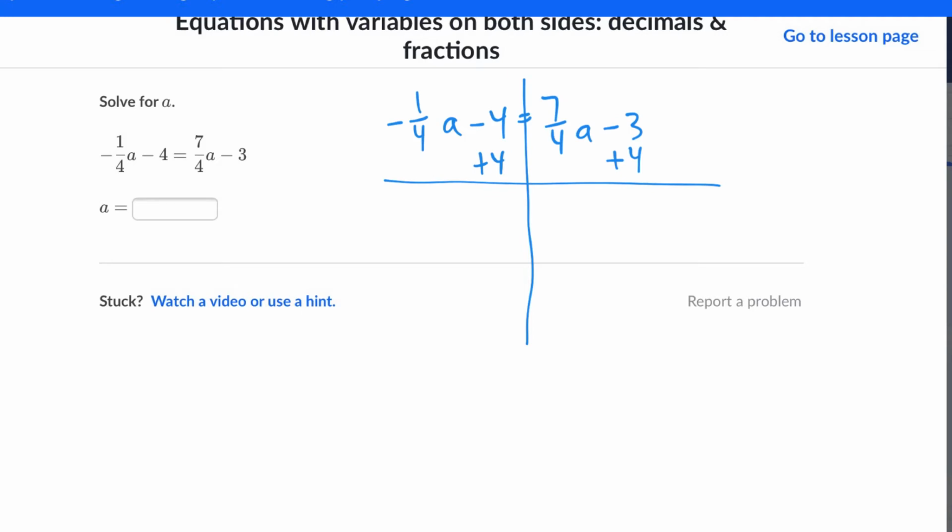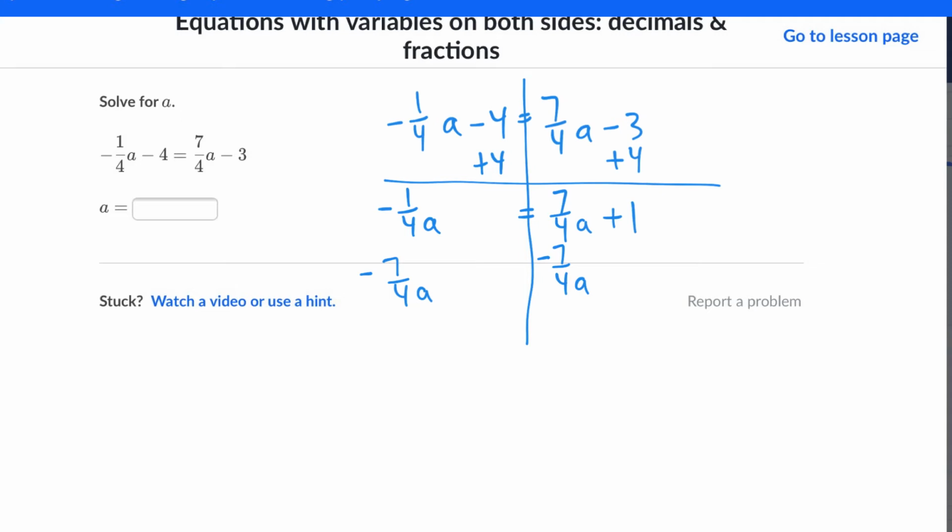Okay, so what I'm going to do now is subtract 7/4 a. Now, you might be wondering, why didn't I add 1/4 a to both sides? That's because I want to eliminate this here, and I want to get the a terms all on the left-hand side. And so that's what I'm going to finish up with.